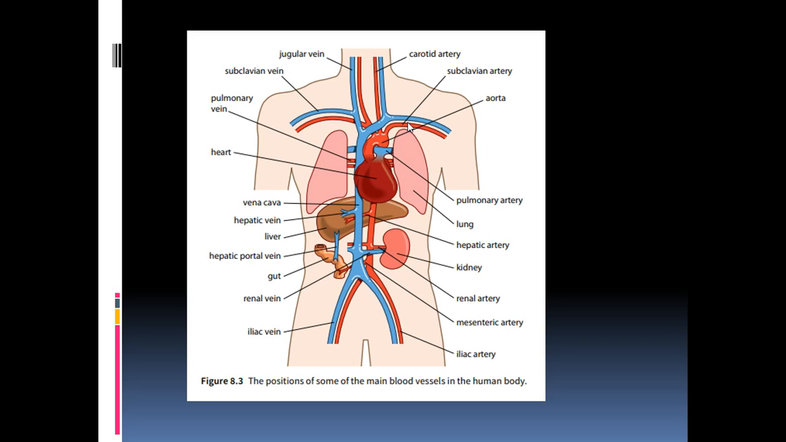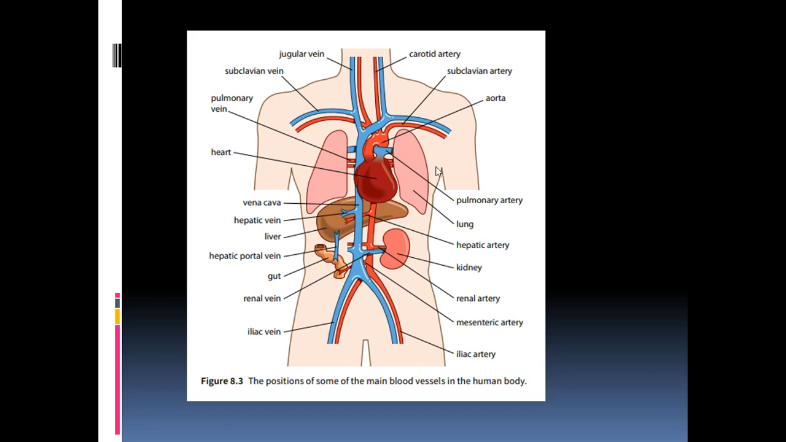Okay, and then we also have here what we call the hepatic artery. And the pair is the hepatic vein. So basically, the hepatic artery supplies nutrients and oxygen to the liver, and therefore the hepatic vein collects deoxygenated blood from the liver.